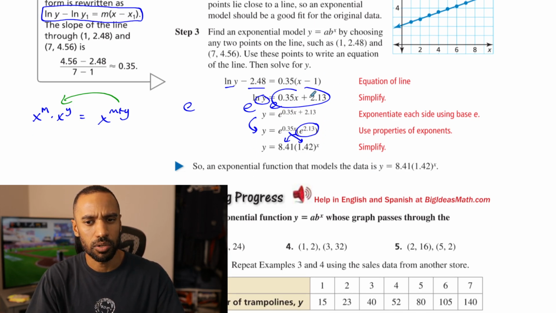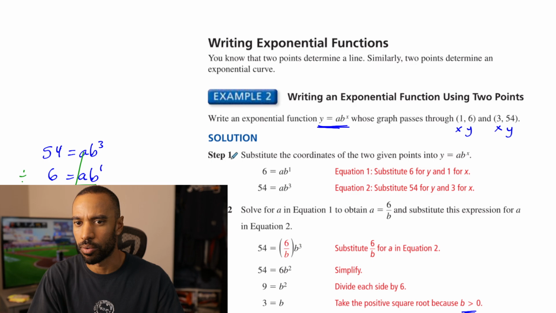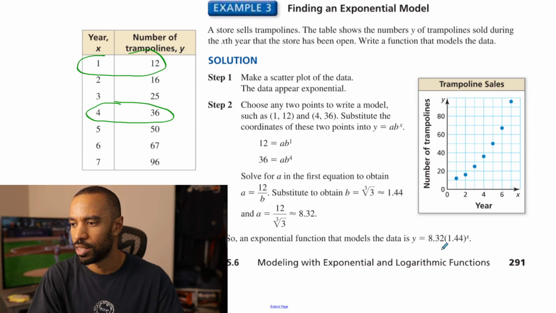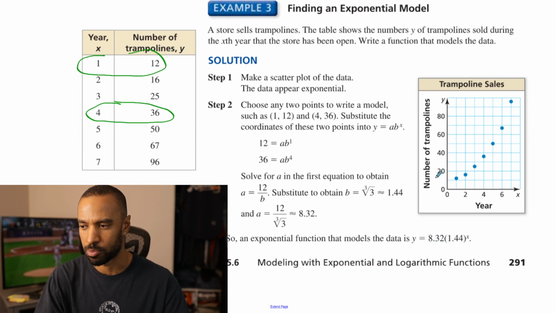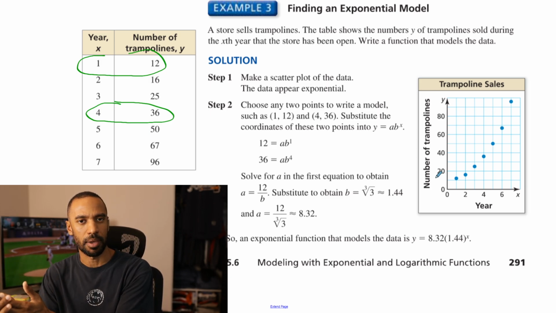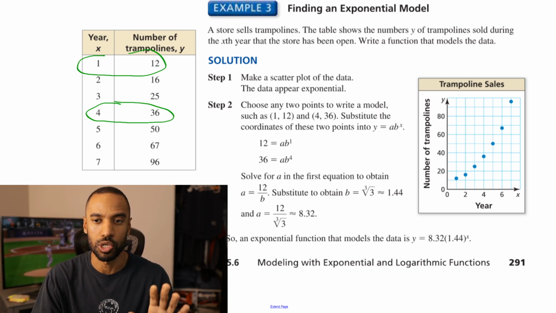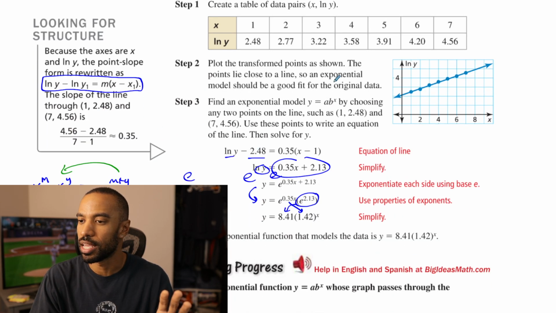Now, last time, what was our answer last time? This is 8.41 times 1.42 to the x power. This is 8.32 times 1.44 to the x power. Bottom line is you're not going to get the exact same answer for these. Oh, by the way, which points did they choose? I don't even know. Which points did they choose here?